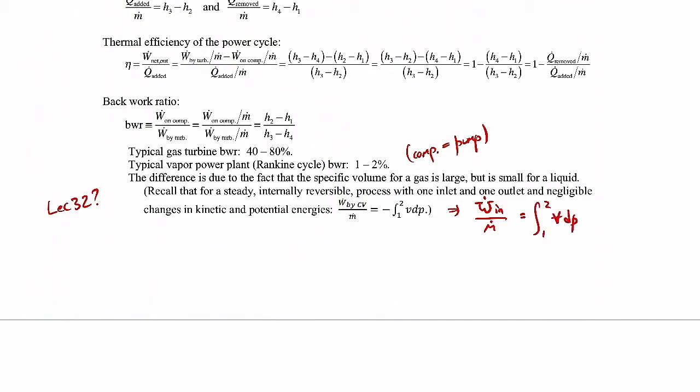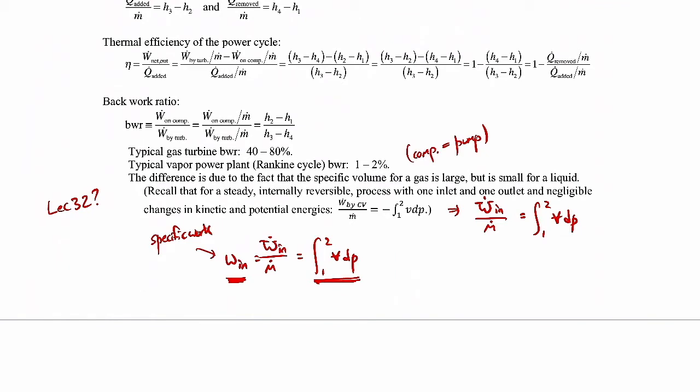And instead of writing it in terms of power here, I'm just going to put it in terms of specific work. Specific work is just that power divided by mass flow rate. So the specific work that we have to put into our compressor or our pump is going to be related to VdP.